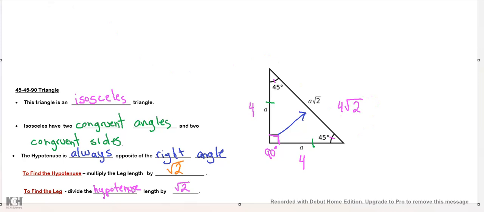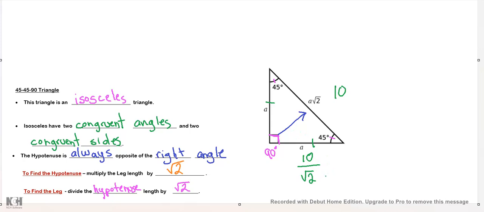Let's say, delete that. Okay, what if we knew that the hypotenuse is 10 units long? You could find the sides, since the hypotenuse is the side multiplied by the square root of 2. To find the sides, we would just do the opposite and take that hypotenuse and divide it by the square root of 2, and that would be the length of the sides.